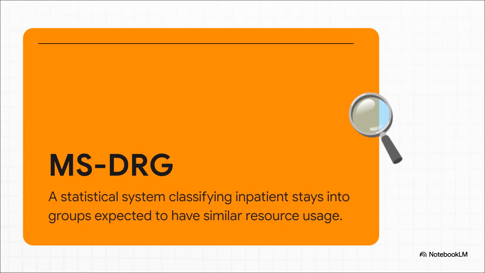So, you're probably wondering, how does that payment actually get calculated? It all revolves around the IPDRG. That stands for Medicare Severity Diagnosis Related Group. You can think of this as a giant statistical sorting hat. It takes every single inpatient stay and classifies it into a group that shares similar clinical characteristics and consumes roughly the same amount of hospital resources. This system is absolutely huge.